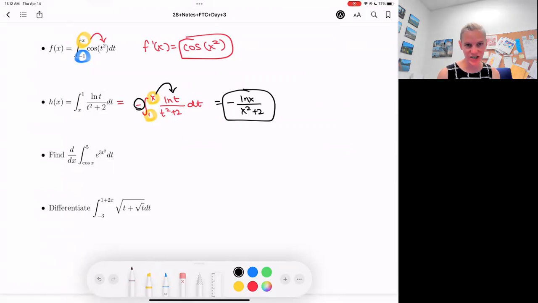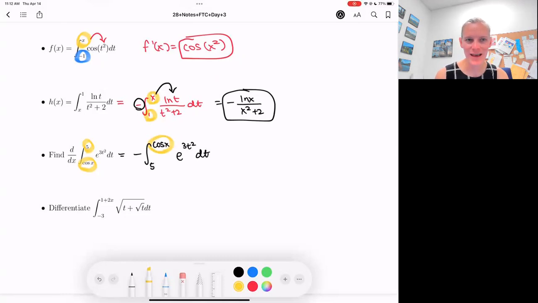Okay, so these next two are going to involve using the chain rule. So I notice here I have a cosine of x on the bottom and a number up top. So I need to start out by flipping those. I need the number on the bottom. So if I flip these, I'm going to get negative integral from 5 to cosine x of e to the 3t squared dt. And now I notice that I have a cosine of x and not just a plain old x. And so what's going to happen when we have something that's not just a plain old x, we're going to start out the same. We're going to plug that thing in for t. So we're going to get our negative e to the 3 cosine of x quantity squared.